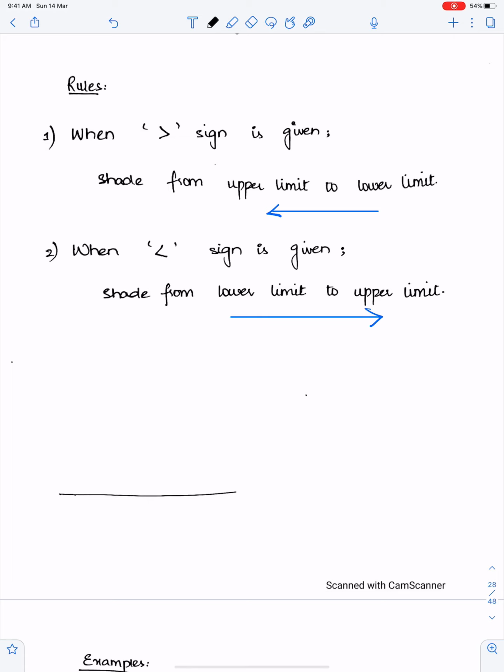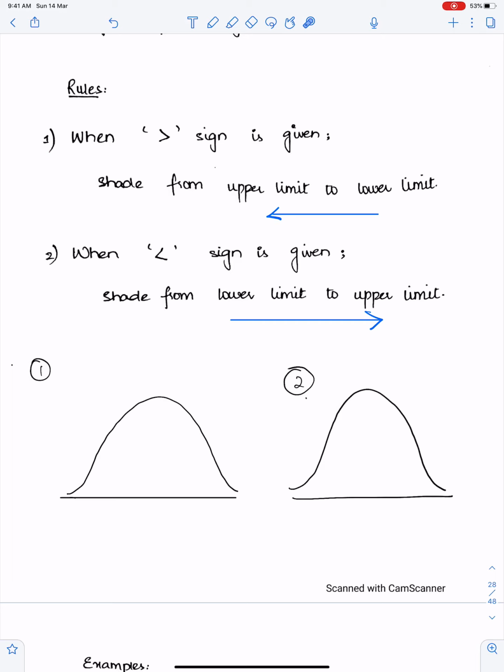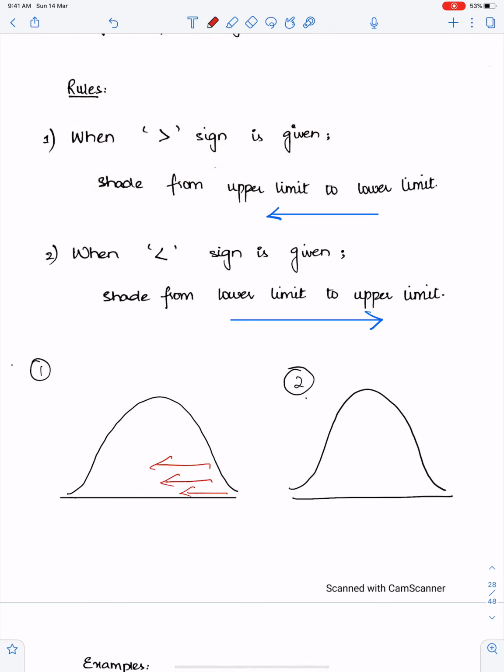Wait a minute. Let me sketch this here. See, this is number 1 and this is number 2. Since we have greater sign, so we have to shade in this way. We have to shade the given area in this way. Shade the given area from upper tail to lower tail. This is the upper tail and this is the lower tail. From upper tail towards the lower tail. When we have lesser sign, then we have to shade from lower tail towards the upper tail.